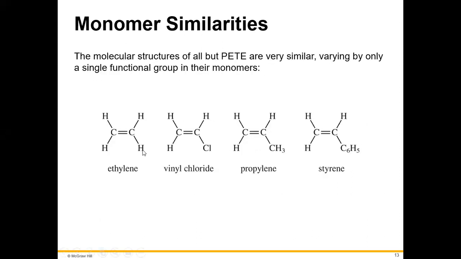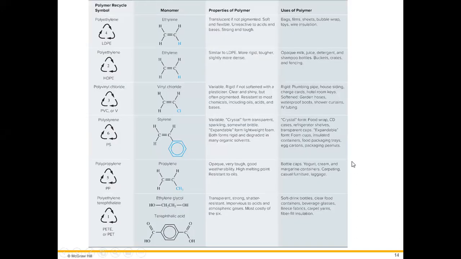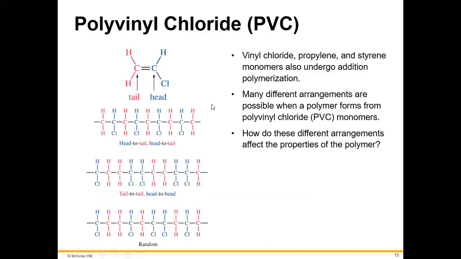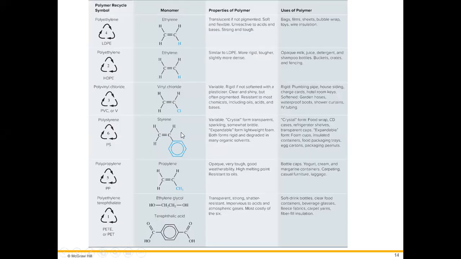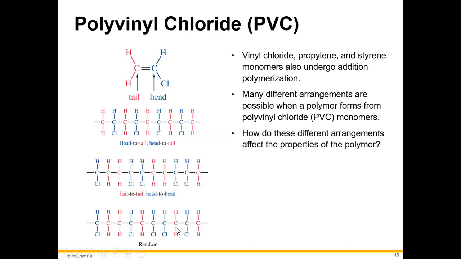So in the big 6, all of them but PET are very, very similar. The only difference is what's right here. There's ethylene, vinyl chloride, propylene, and styrene. So when you look at those, the big 6, the first 5 all differ just by one tiny little area. And then PET is obviously the different one.